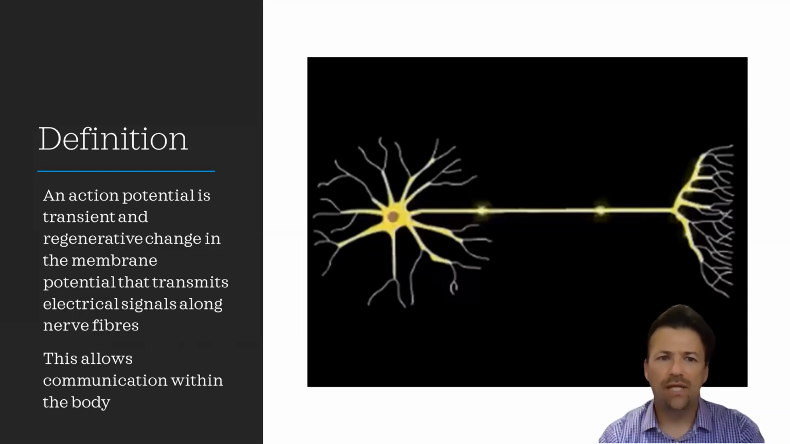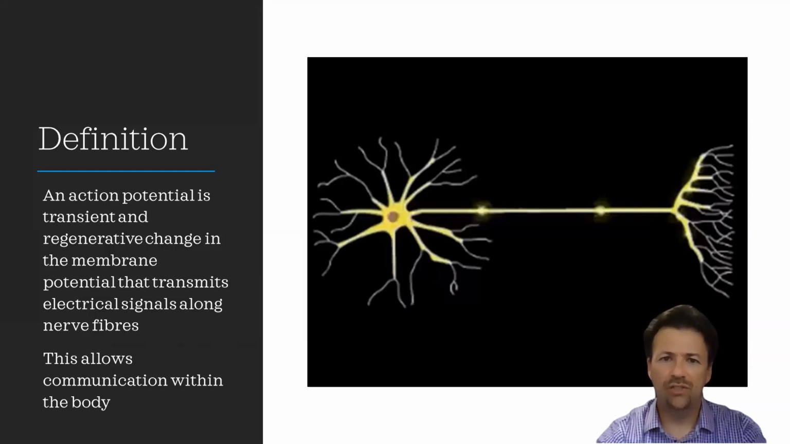So an action potential is a transient and regenerative change in the membrane potential that transmits electrical signals along nerve fibers. So you can see in this diagram here a neuron, and you can see these little balls of light here. These represent action potentials.